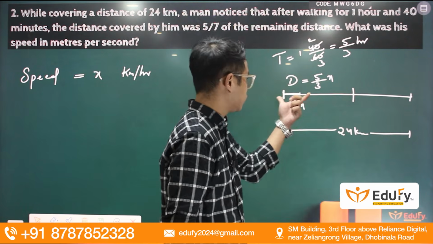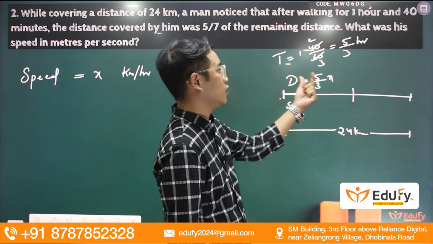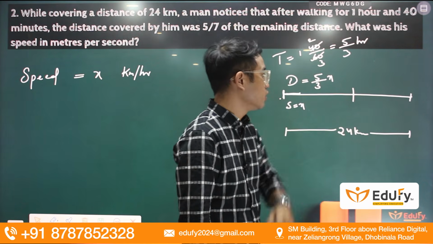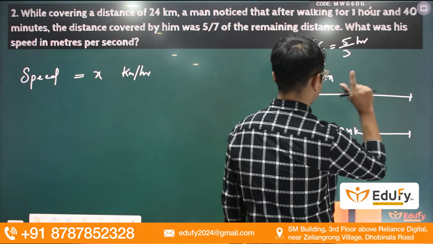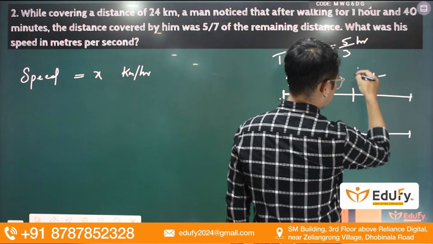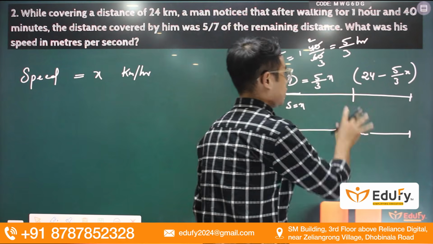Now, if I know my distance from here to here, I will know the remaining distance as well. Because if I assume this is 10 kilometers, for example, then my remaining distance should be 24 minus 10. Same as that, the distance for this remaining journey should be 24 minus 5 by 3x. So this is the remaining journey.